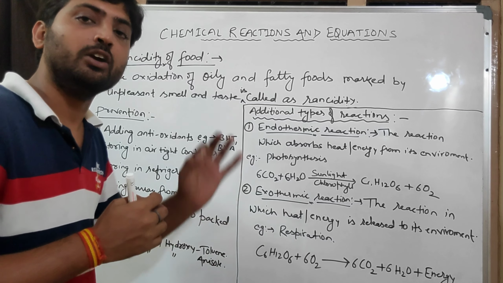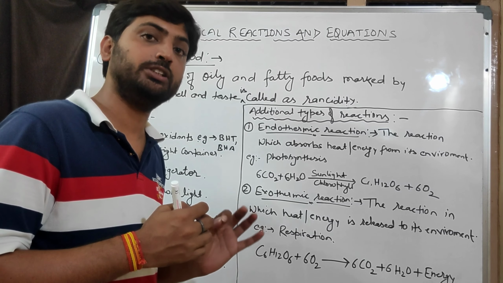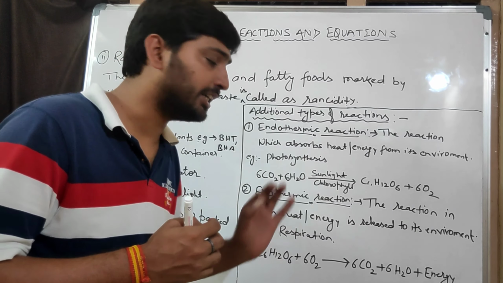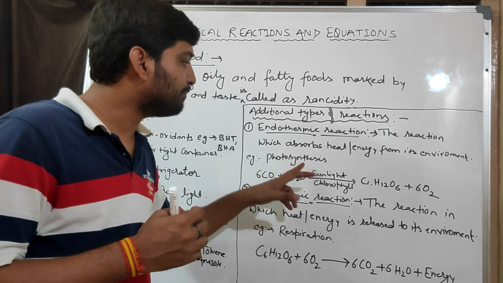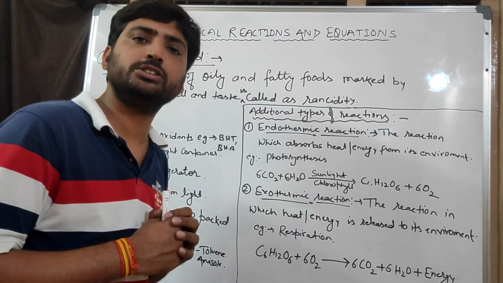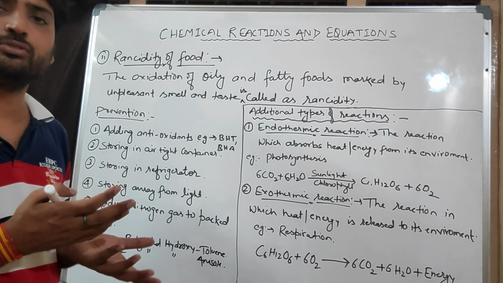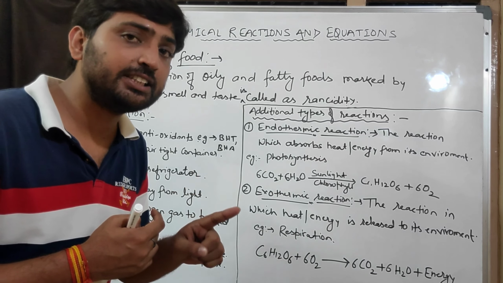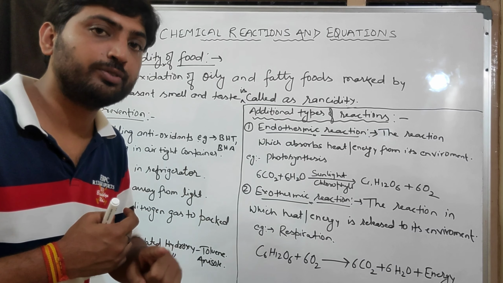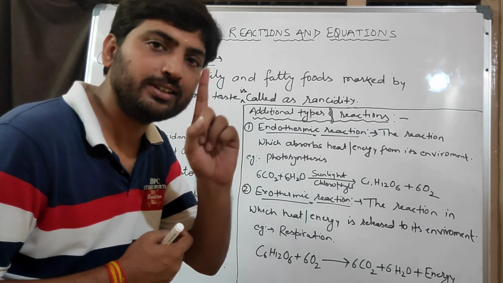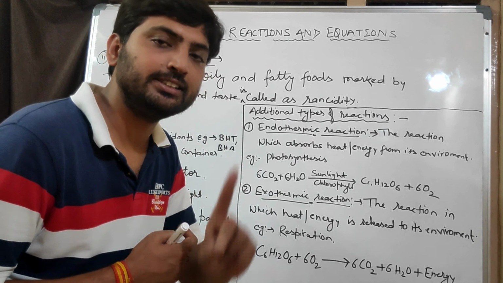Means the reaction which requires heat or energy. For example, photosynthesis. Photosynthesis is the process by which plants make their own food, in the presence of sunlight and chlorophyll. What is sunlight? It is a form of energy. Which energy? Light energy. So here energy is required. Therefore it is an endothermic reaction.